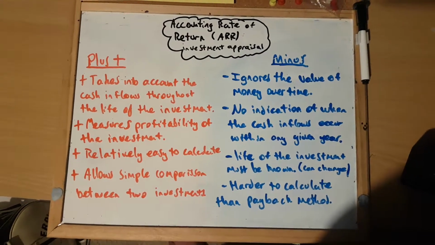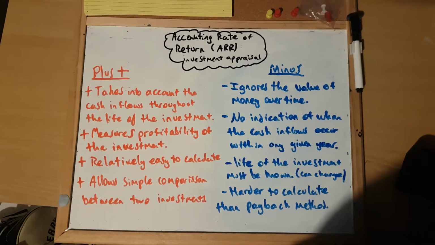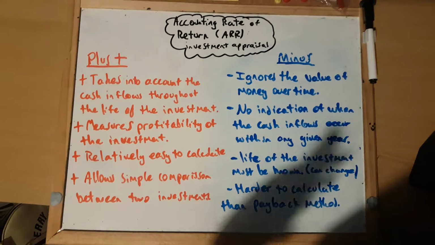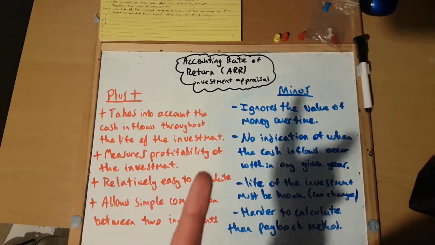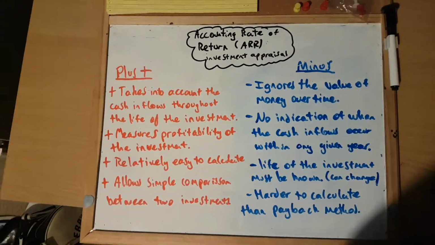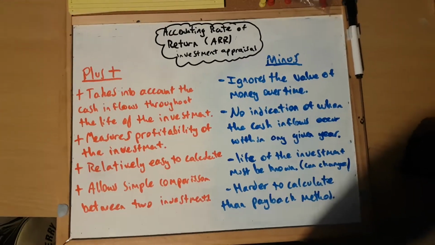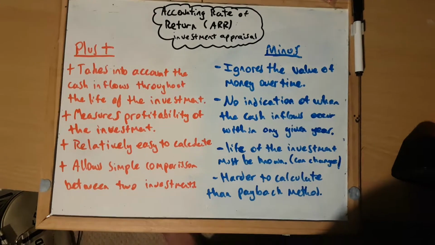Right, that's quickly done. Onto the minuses. So it ignores the value of money over time. This is a limitation in the payback method and the ARR method. We said before, if it ignores the value of money over time, then it's not going to be accurate. It's not going to be reliable, is it?